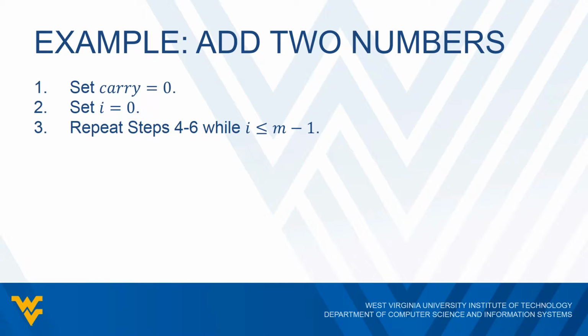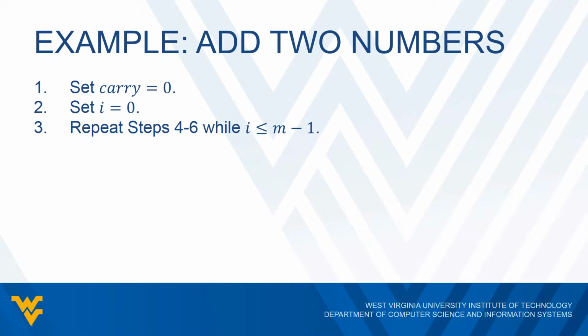The next step is where we're going to do this repetition structure. We see here that we're going to repeat steps 4 through 6 as long as i is less than or equal to m minus 1. Remember that we're given some m that's greater than or equal to 1, and we have m digits, so digits 0, 1, 2, all the way up to m minus 1. So that's where we're getting this m minus 1. As long as i is less than or equal to that number, we're going to repeat steps 4 through 6. If i ever becomes equal to m, then we're going to get out of this repetition structure.